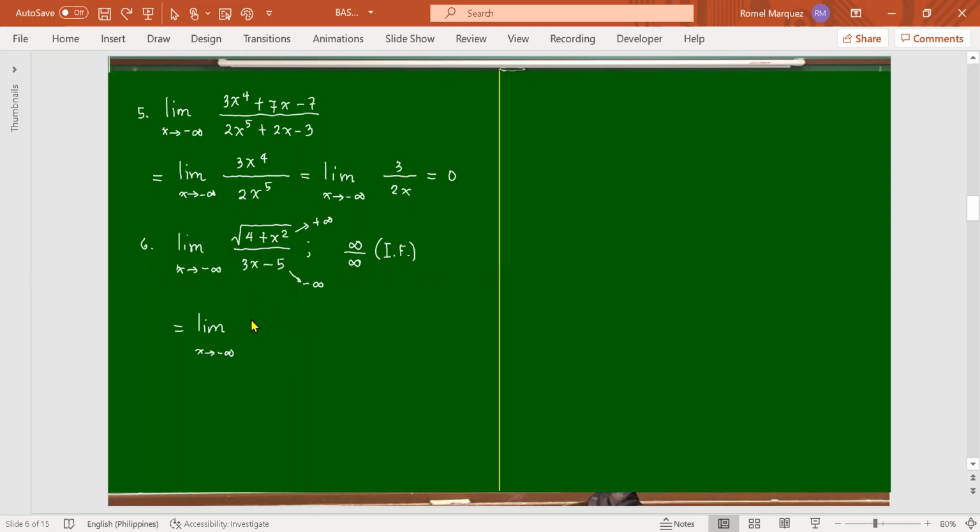I think let me change my strategy. Divide na lang natin ng highest power, no? Ang highest power niyan actually is x, right? Di-divide natin ang highest power, both the numerator and denominator. Which is equal to what? In terms of square root, dahil para maging radical, mapasok sa radical. So, 4 plus x squared over square root of x squared. I think I need space.